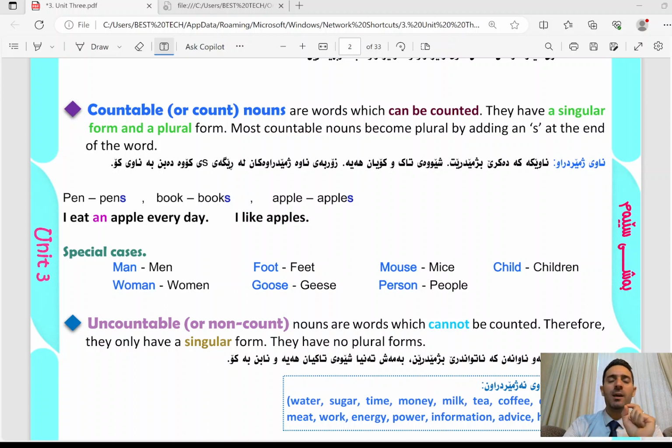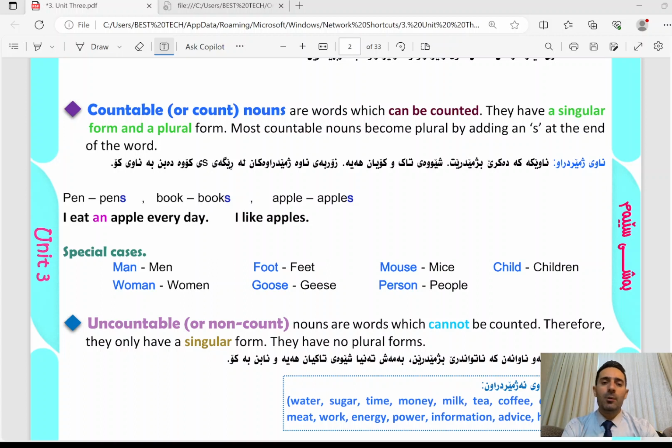For example: pen, pens, book, books, apple, apples. In these three examples, these are countable nouns because they have singular and plural forms. Any noun that has singular and plural forms can be a countable noun.